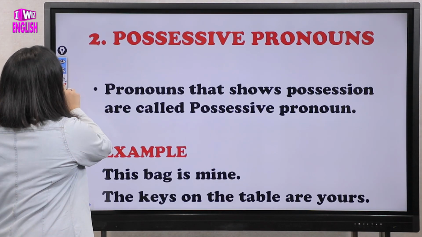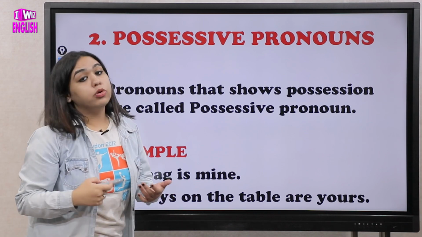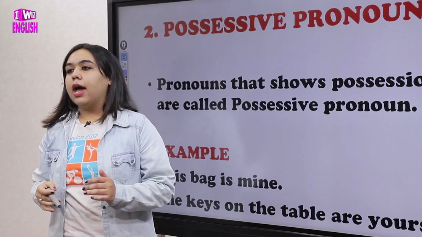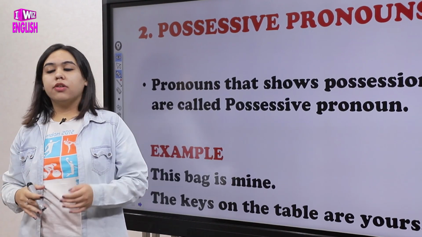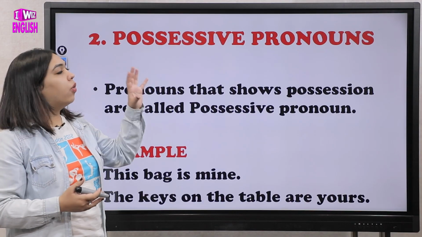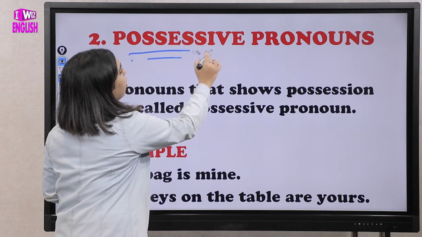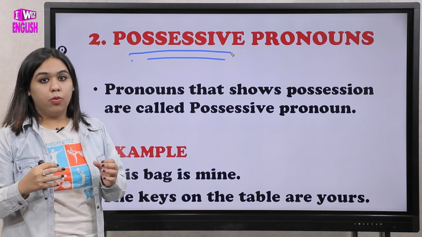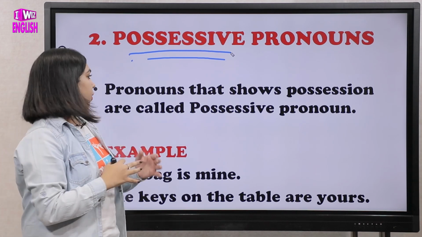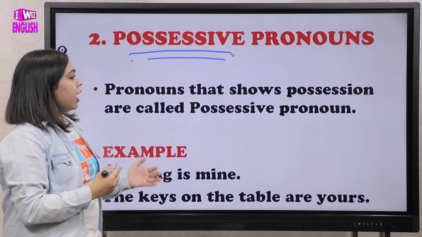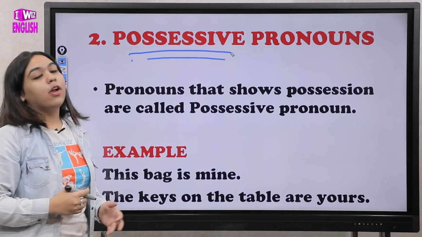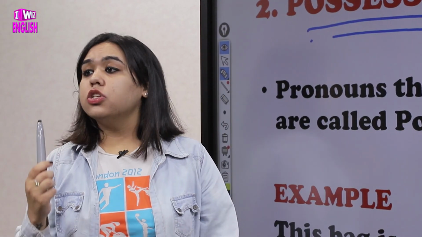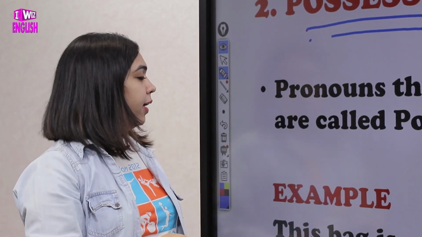Moving on to our second type of pronouns, that are possessive pronouns. Now, children, before moving on, I always focus on this point that we are not cramming anything. Just go into the roots. What do you mean by the word possessive? Now, possessive here means to possess something, okay, to own something. Okay, let's read. Pronouns that show possession are called possessive pronouns. Okay, this is my pen. So, this shows possession.